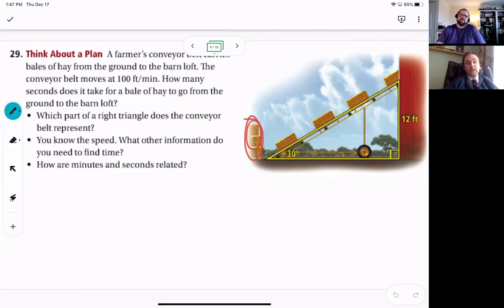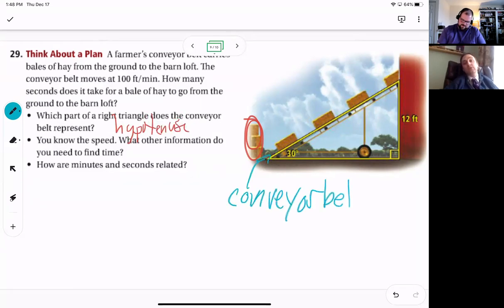What part of the right triangle does the conveyor belt represent? The hippopotamus. Oh, so this thing here, that is a conveyor belt. Yes. That's bringing things into your house. Around here, they used to use such things to bring coal into your house. Not necessarily electronic conveyor belts, though. They could just be rolly belts.